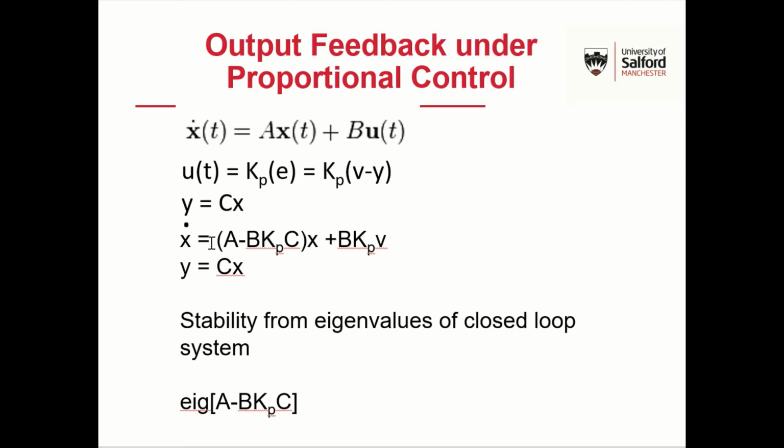Kp C x. So we can combine that together to give us the closed loop state space equations. x dot is (A minus B Kp C) times x plus B Kp times v. y is still Cx. And the stability of the system now is a function of this part, because these now are closed loop state space equations. And so this is the closed loop stability, it comes from the eigenvalues of this term here.